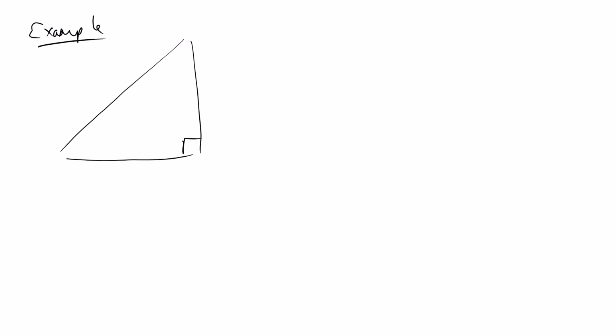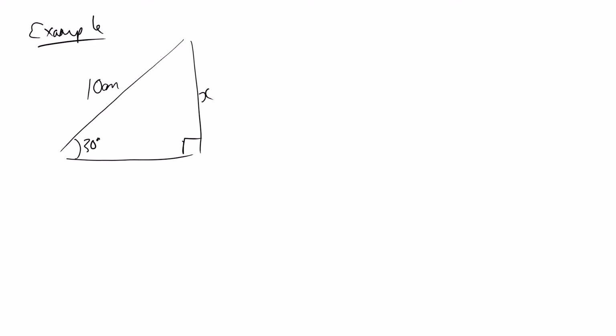So first example we're going to have a look at is a nice standard right angled triangle. So our right angle is over here. We've got 30 degrees. We've got this length is 10 centimeters and this one is x. Our job is to find out the value of x.